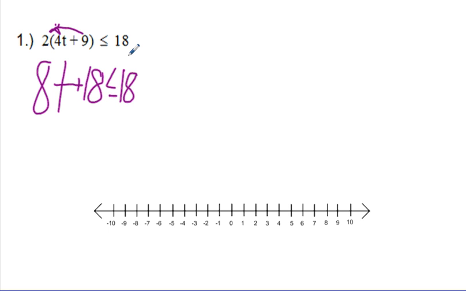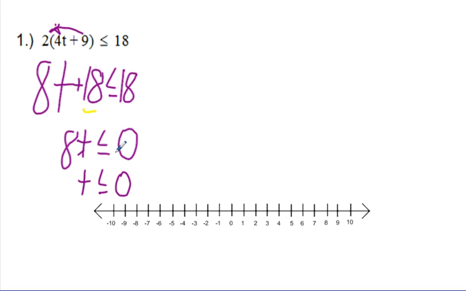From here, my goal is to get t by itself, so I'm going to be subtracting 18 to the other side of the problem, which will leave me with 8t on the left side and 0 on the right side. Lastly, to get t by itself, I'm going to divide both sides by 8. And when I divide by 8, I get for an answer t is less than or equal to 0.